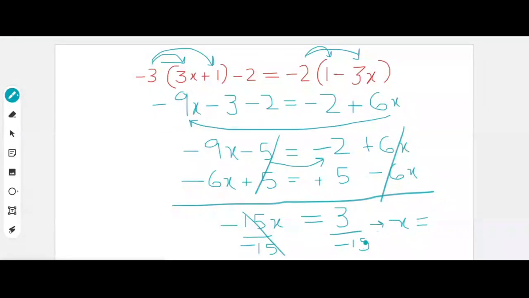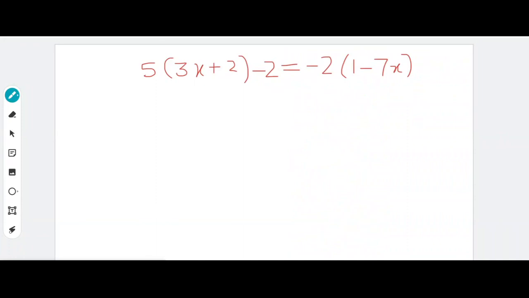you can say 3 by 15, or you can simplify more, divide by 3 and divide by 3. So 3 divided by 3 equals 1, and 15 divided by 3 is 5, and the sign will be negative. So our answer is x equal to minus 1 over 5. All right, so let's move to the next question.